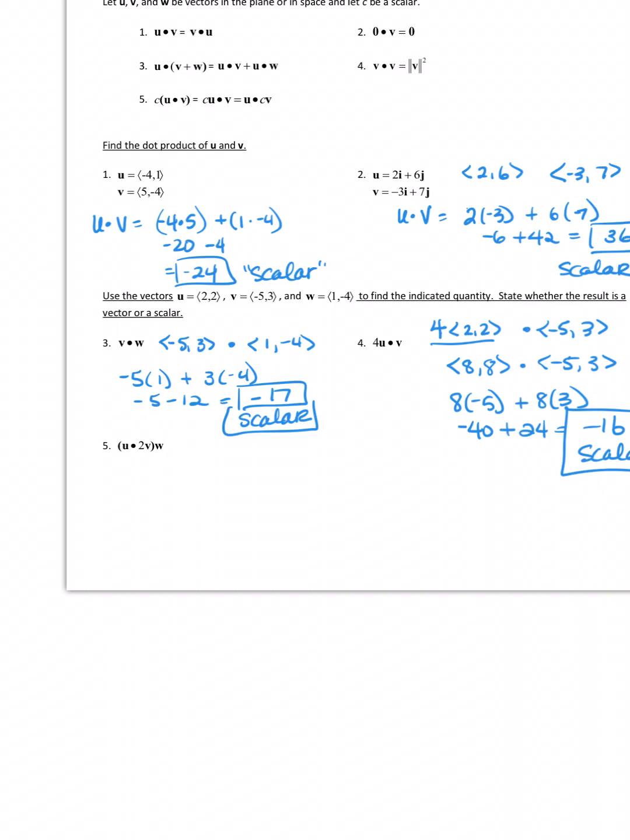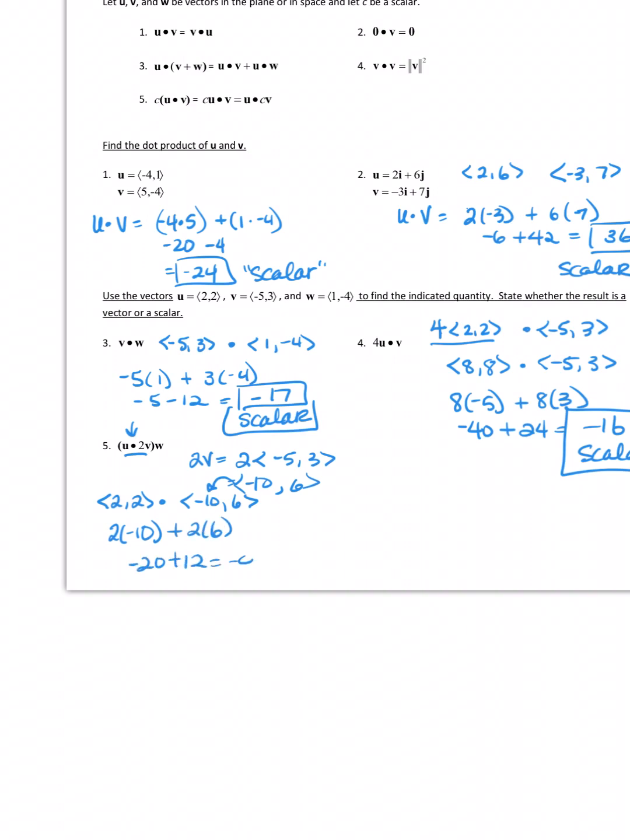U dot 2V, and then, so this is a dot product, times W. So let's take care of this part in here first. So what does 2V look like? Well, 2 times V, which is -5, 3, so 2V is -10, 6, right? All right, so now it's asking me to do the dot product of U and -10, 6, okay? So if I do the dot product here, I'm going to have 2 times -10 plus 2 times 6. -20 plus 12 gives me -8.